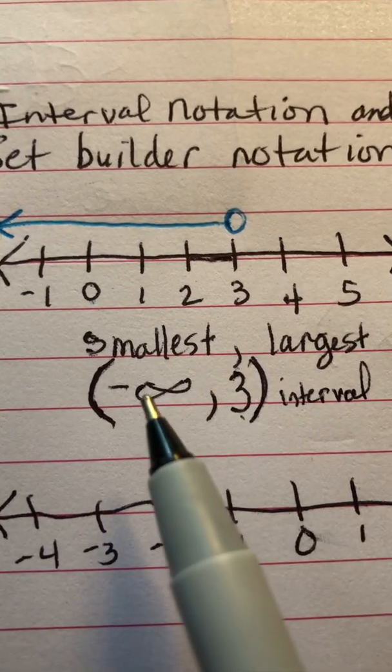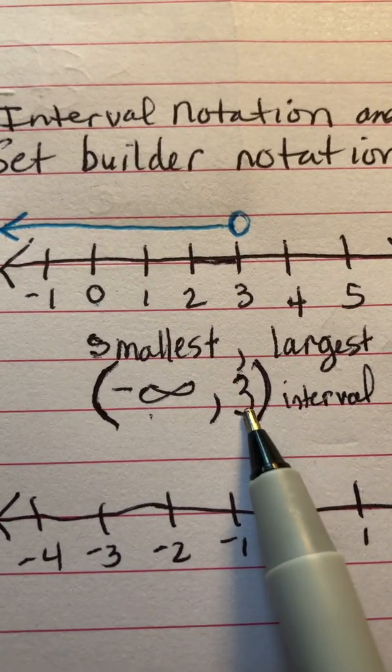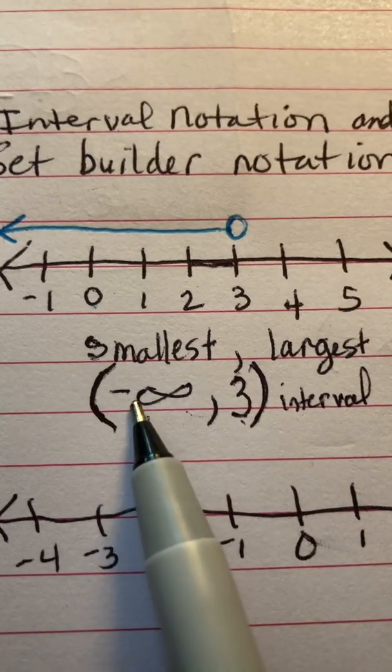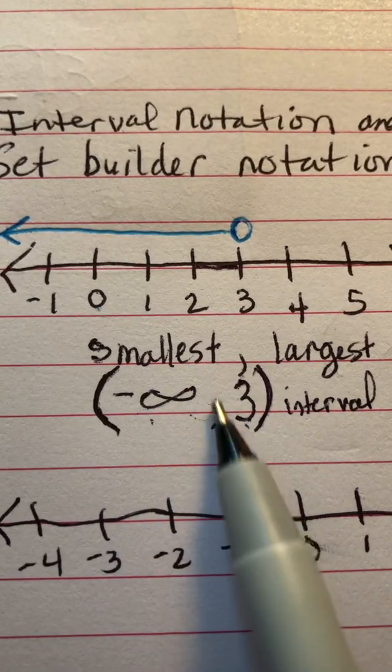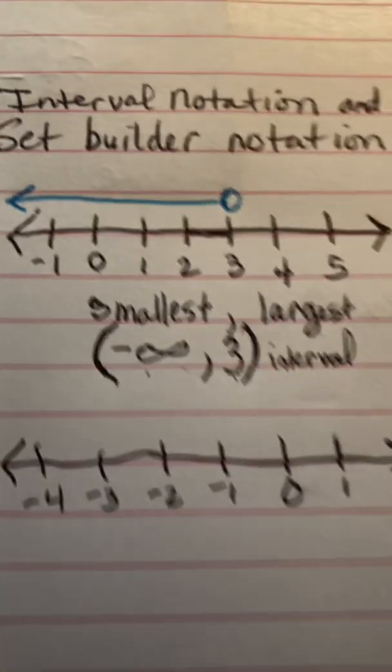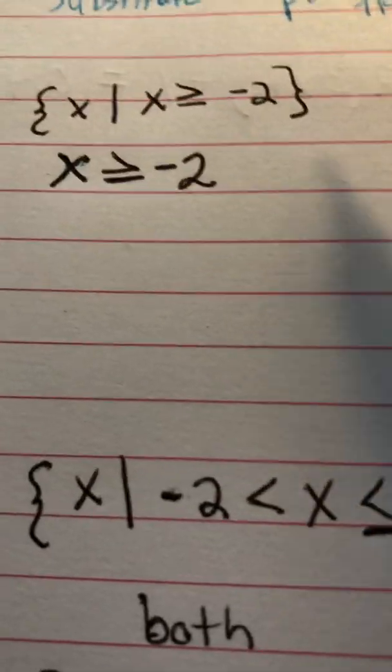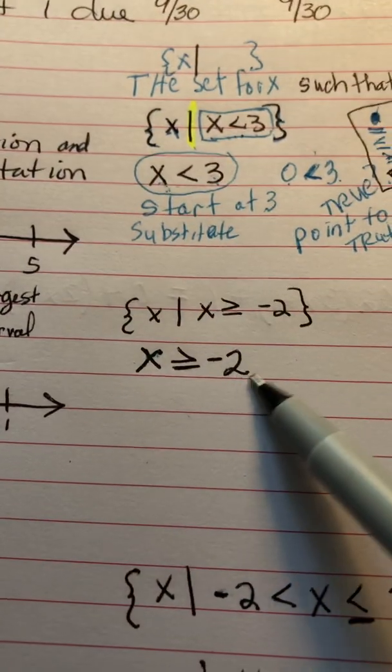We're going from showing the smallest number to the largest number, and that means that everything in between these also works for our statement. Let's go to another one. Here we have, let's see.